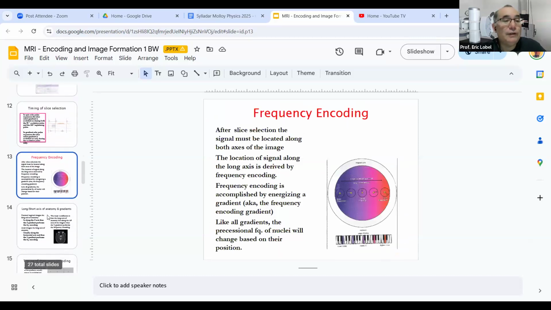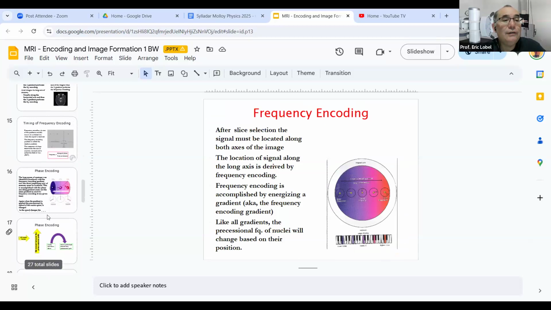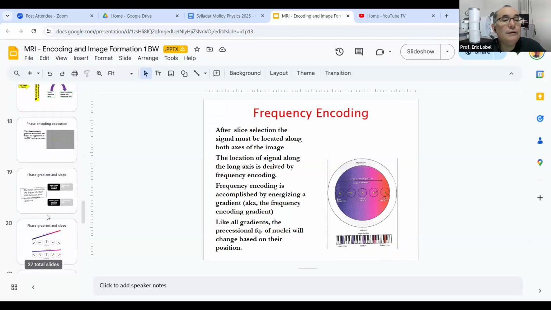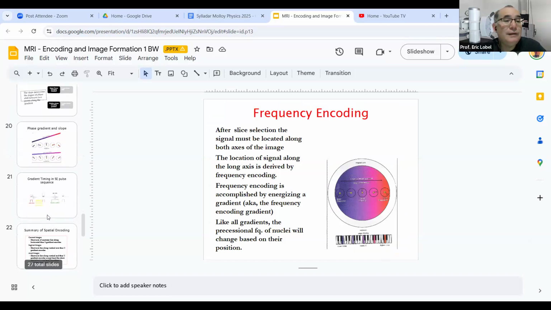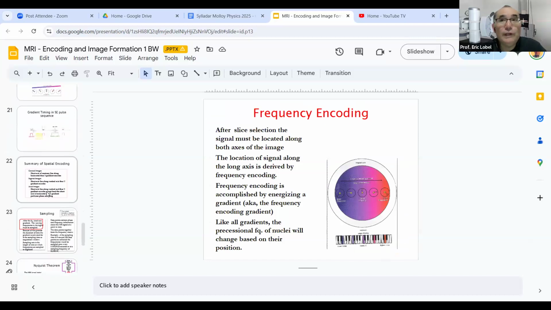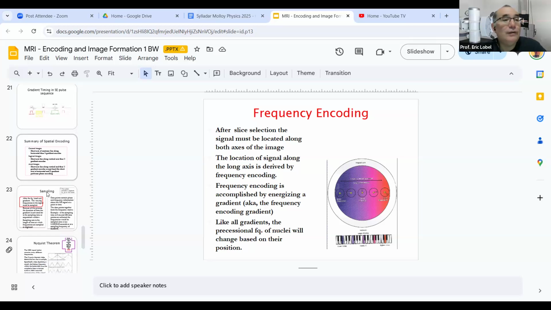We're going to skip frequency and do that last. We'll talk about phase encoding and slope again. Which one does what, we'll get into, because essentially spatial encoding is going to be three things: slice selection, what's known as phase encoding, and what's known as frequency encoding.